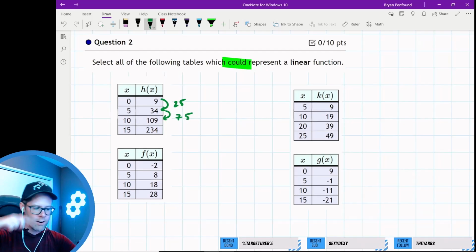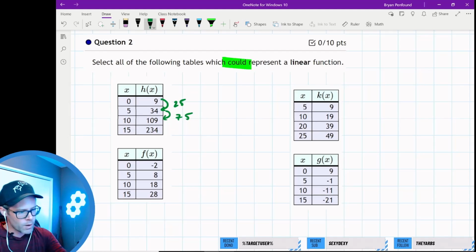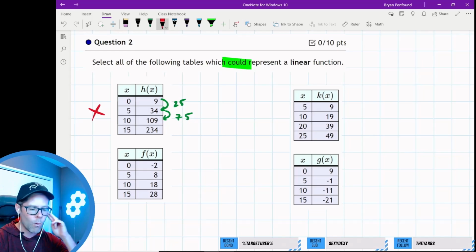If this was a linear function, and because I have these really nice consistent increments along the x-axis by 5s, I would expect the y to also increment by the same amount, like for example 25 each time or 75 each time. So I don't think this one could represent a linear function. It's incrementing too fast in the y output values.